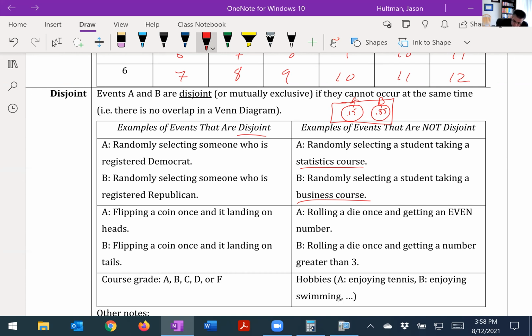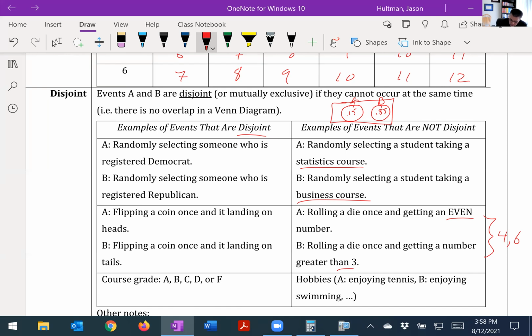Events that are disjoint: flipping a coin once and it landing on heads, and flipping a coin once and it landing on tails. That is disjoint. It either is heads or it's tails. Course grade A, B, C, D, or F, that's disjoint. What is not disjoint? Rolling a die and getting an even number, and rolling a die and getting a number greater than 3. Why is that not disjoint? Because the numbers 4 and 6 satisfy both of them. That's the overlap. If there's overlap, it's not disjoint.